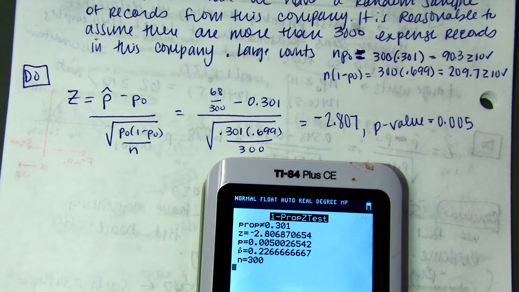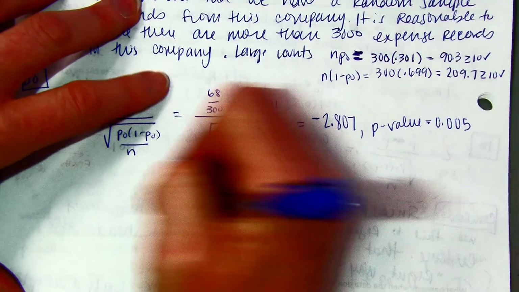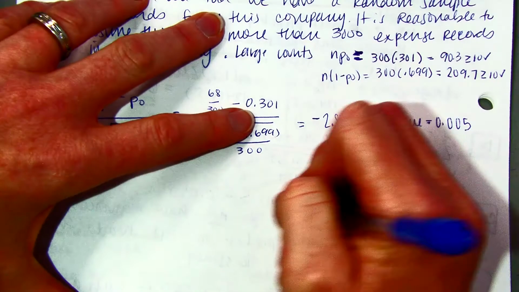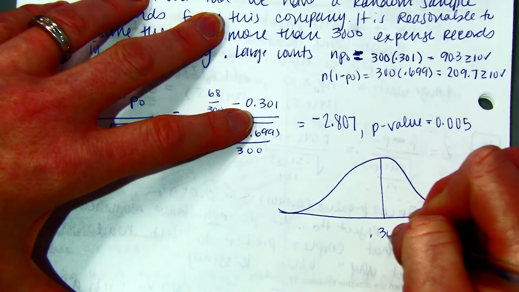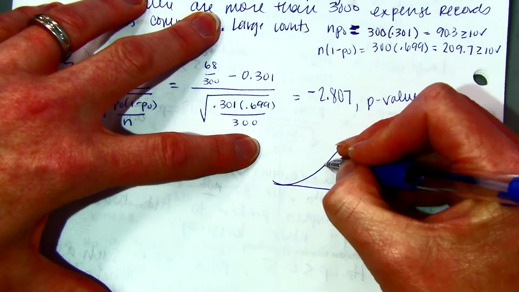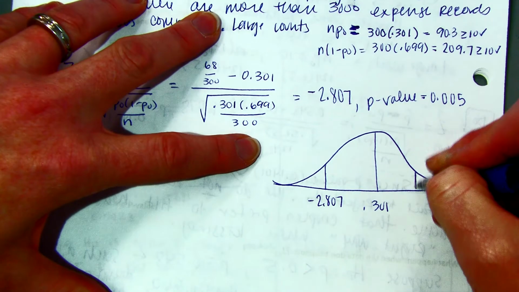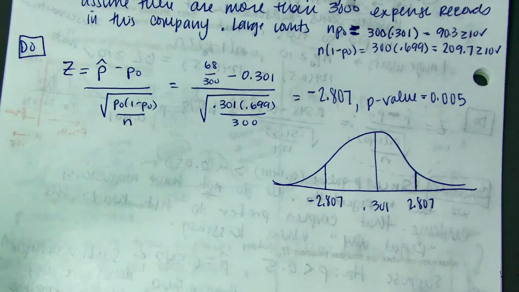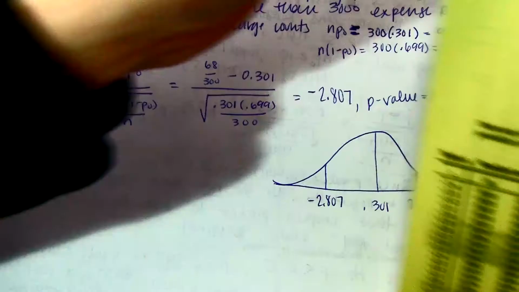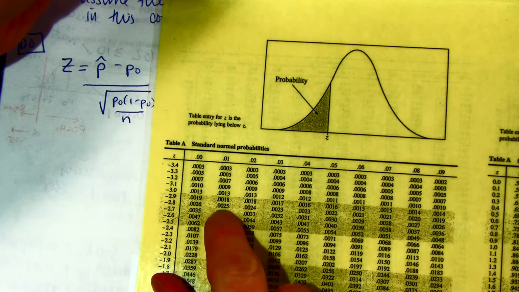But I do want to point out that if I go to the table, let me draw the picture first of all. Here's our null hypothesis at 0.301, and we have a z-score of negative 2.807, but it's a not equals to, so there's really another one over here, 2.807. If I go to the table and find negative 2.81, I get 0.0025.